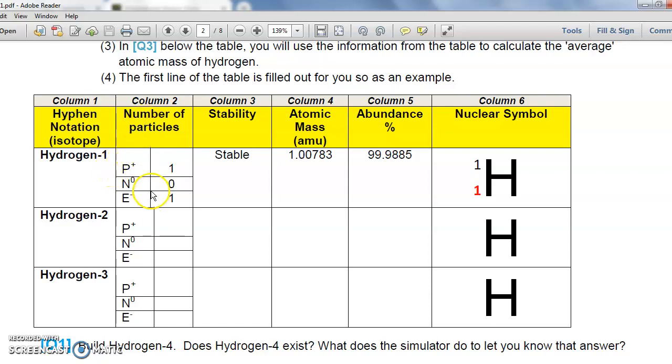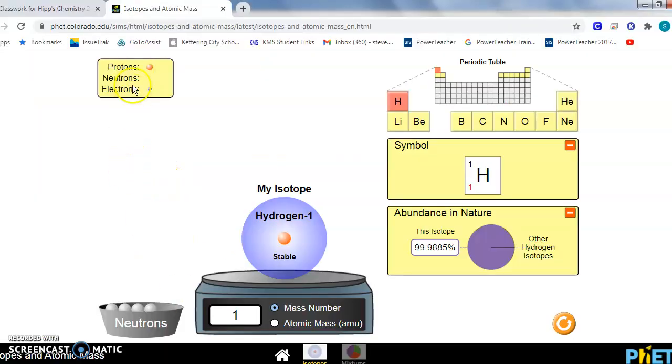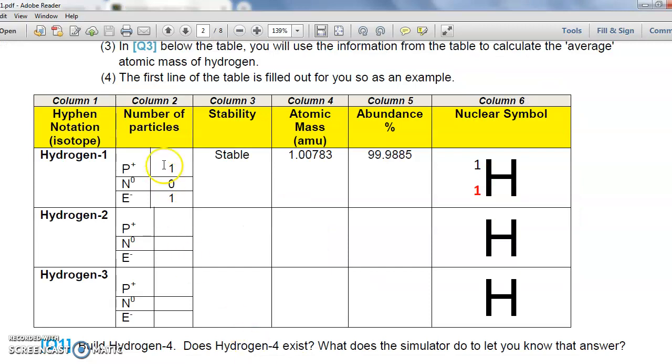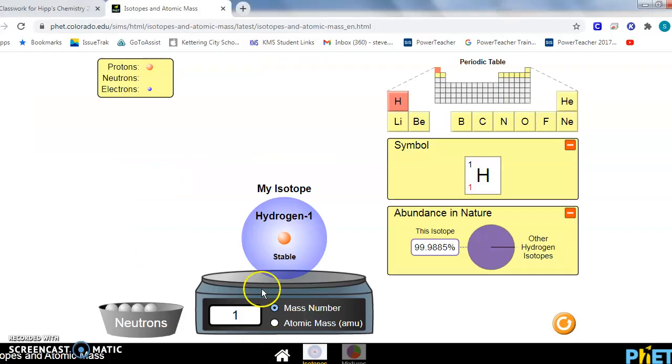You'll fill out the particles: protons, neutrons, and electrons. That is right up here in the upper left-hand corner. There's 1 proton, no neutrons, and 1 electron for hydrogen 1. That's where we get the 101. Is it stable? It's asking you about the stability. We see the stability right here inside the electron cloud. This blue is meant to be the space that the electrons are orbiting around the atom. This atom is stable.